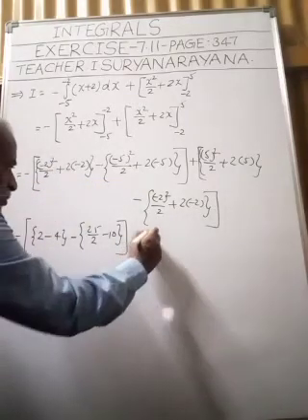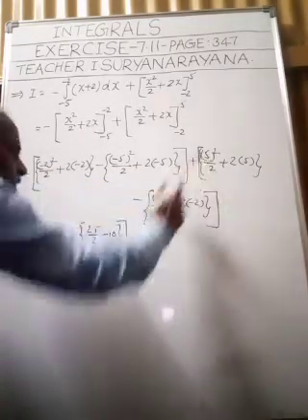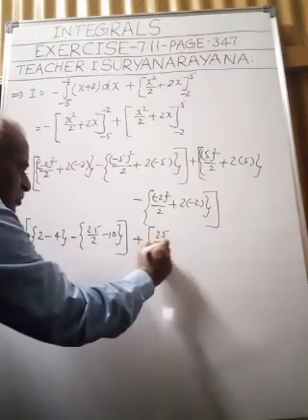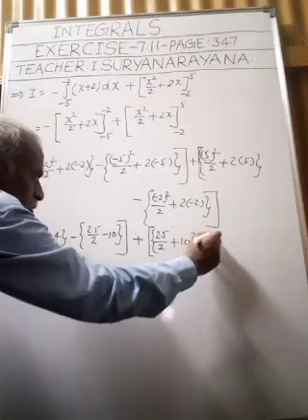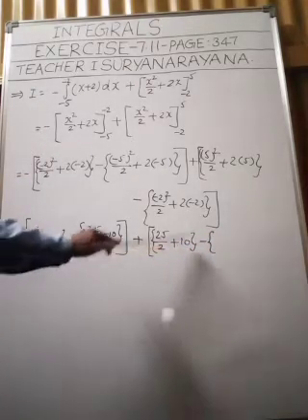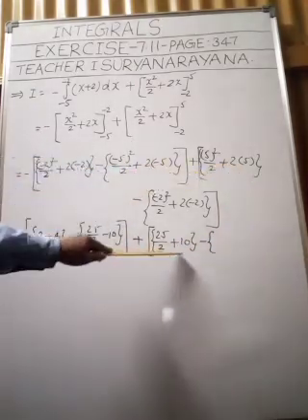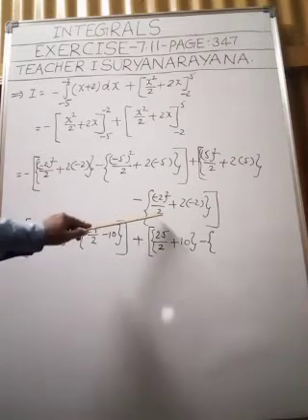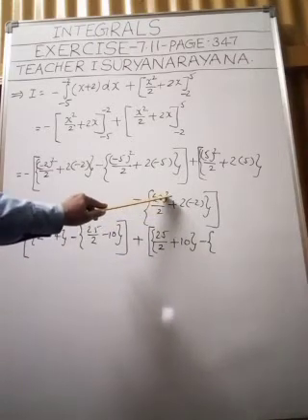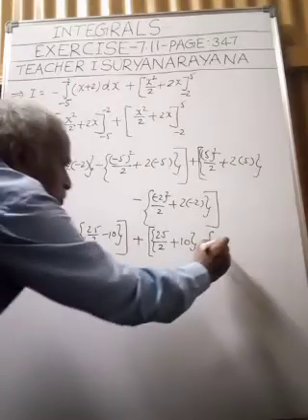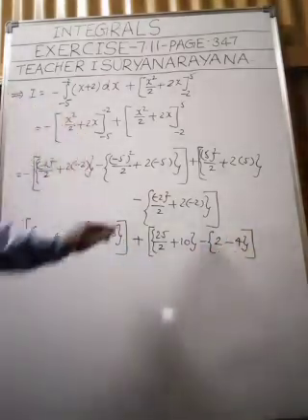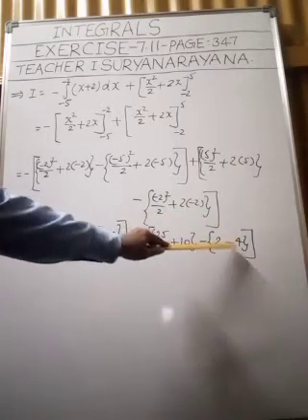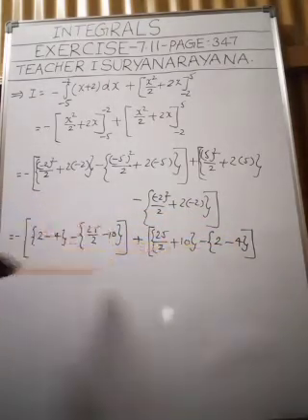Plus, what will get? 5 square by 2. 25 by 2 plus 10. Understood these two terms, my children? From these brackets we wrote these two terms. Minus of, what will get here? Minus 2 whole square. 4 by 2. What will get? 2 minus 4. 2 into minus 2 minus 4. Okay, my children, understood this step?